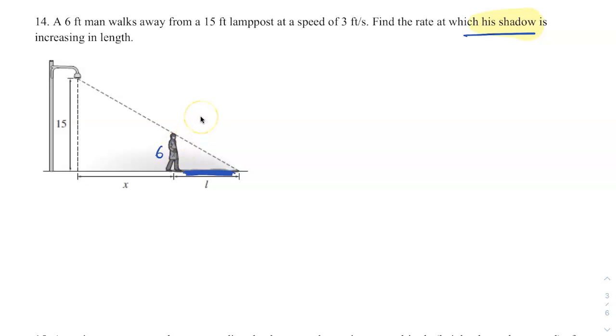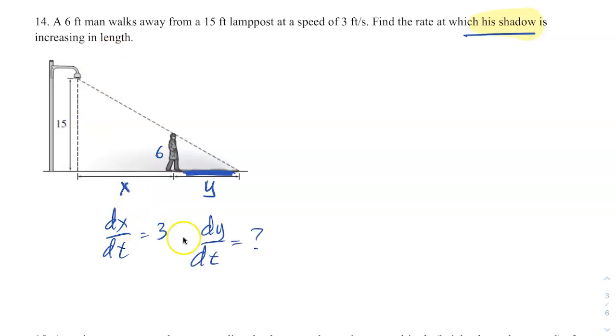But let's talk about what they want. They gave us all this information. They told us a man is walking away from a lamppost at a speed of 3 feet per second. So we'd like to make this x and y. Let's separate this. And the speed at which he's walking away from the lamppost is dx/dt. And that is 3 feet per second. Find the rate at which his shadow is increasing in length. So they want us to find dy/dt.